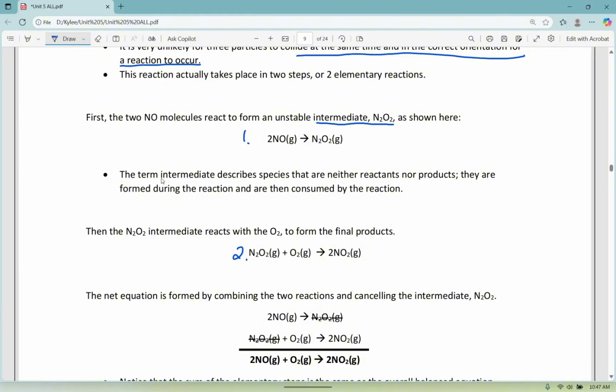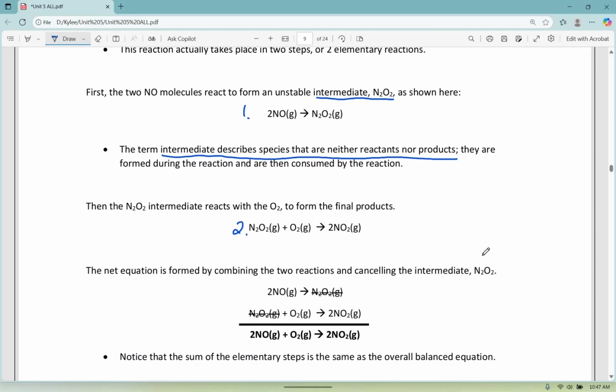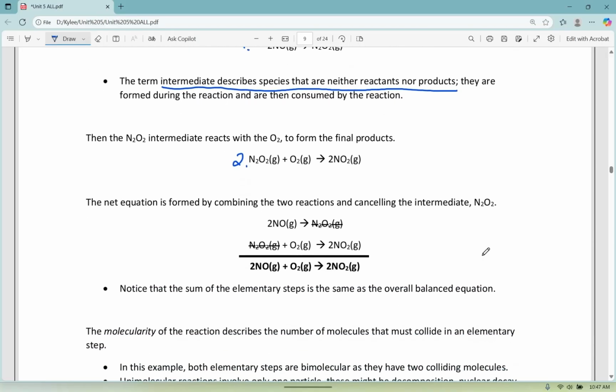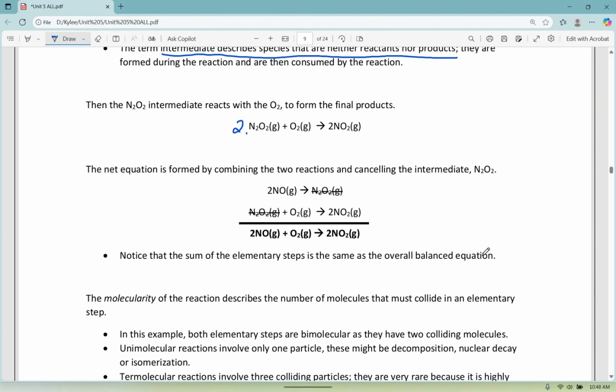The term intermediate is something we use to describe a species that isn't a reactant or a product. So in the original equation, we didn't see N2O2 at all. And that's what makes it an intermediate. It's something that gets produced and then immediately used up in a later step. So the net equation that we look at in this mechanism would cancel the intermediate out.